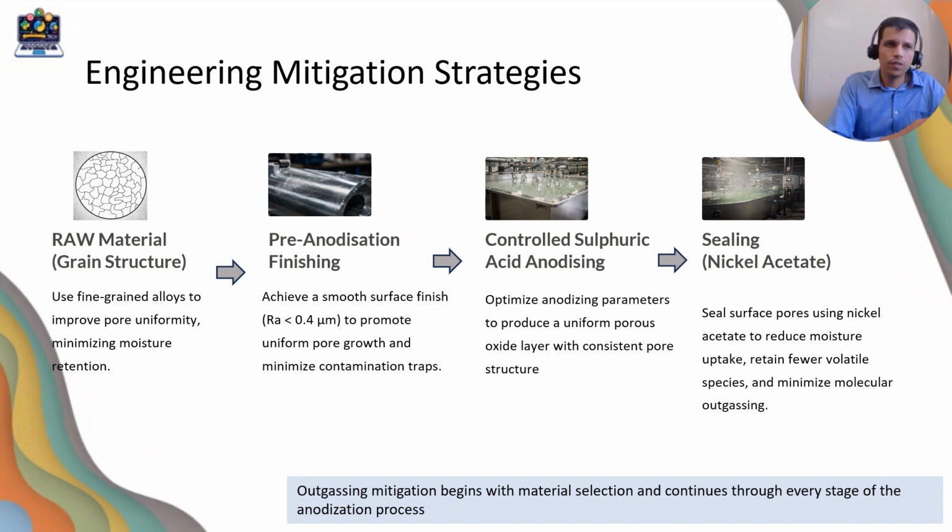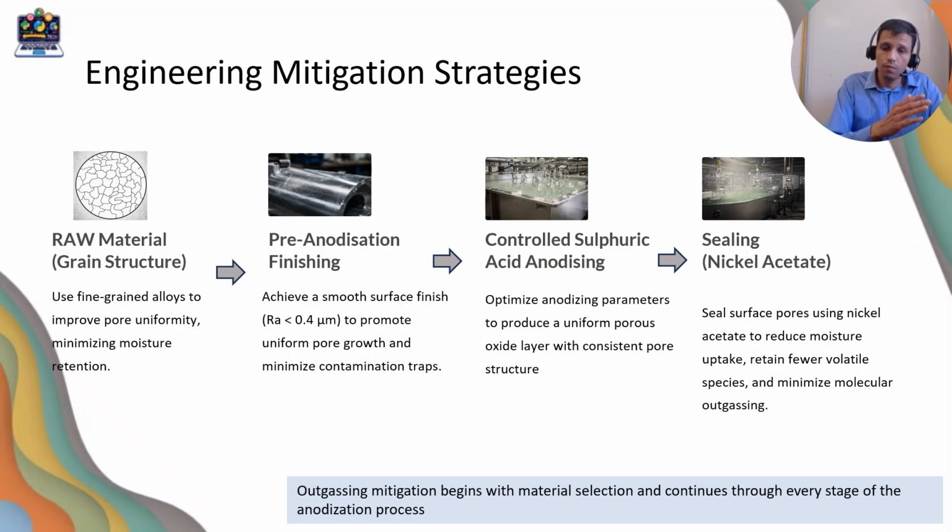When we specify that material, even aluminum, typically 6061 or a different aluminum grade, not only specify the grade, think about the grain structure. You mentioned fine-grained aluminum. The grain structure also plays a role in anodization. Fine-grain anodized aluminum gives more uniform pores, which will help reduce moisture uptake at a later stage.